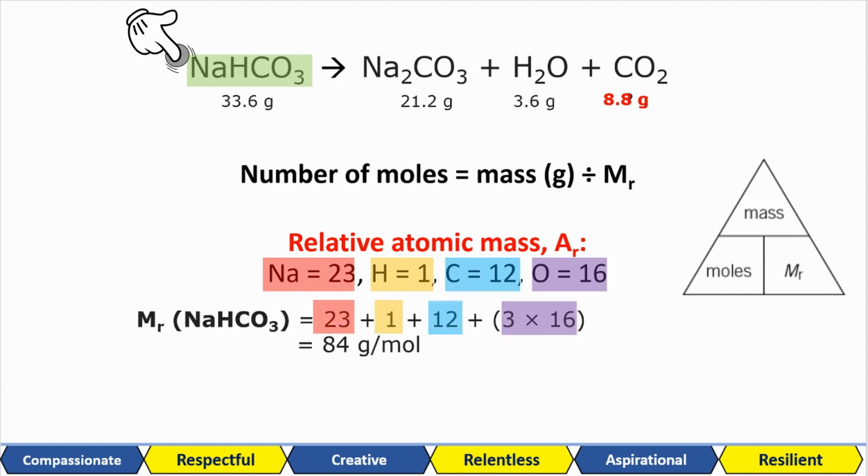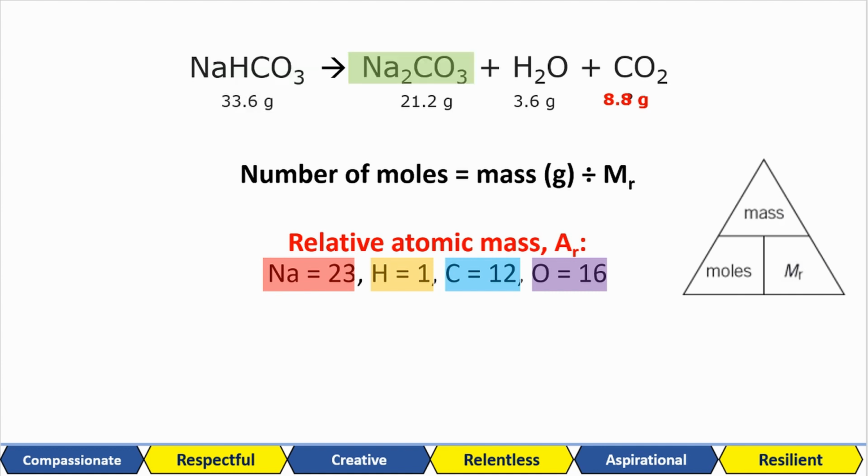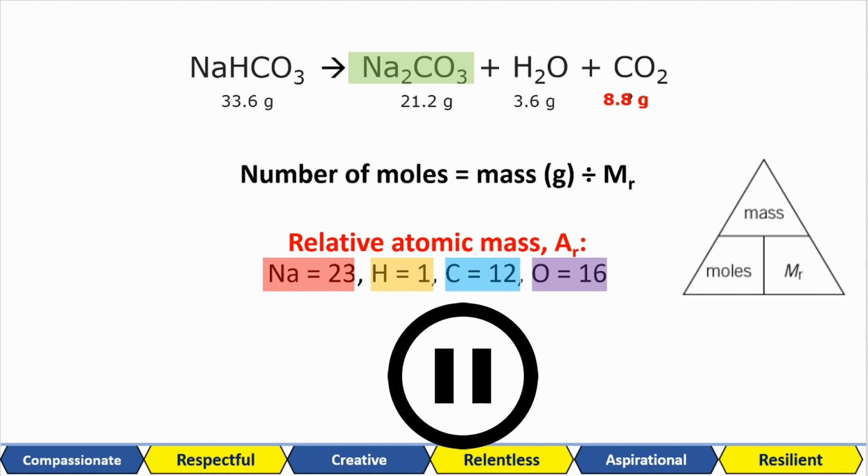We have one atom of sodium, 23, one of hydrogen, 1, and one of carbon, 12. And we have 3 of oxygen, so 3 times 16 gives us 48. All of this summed up gives us 84 grams per mole. Now we have the mass and the molar mass, so 33.6 grams over 84 gives us 0.4 moles of our sodium hydrogen carbonate. Now have a go at working out the sodium carbonate. Pause, attempt, and play.